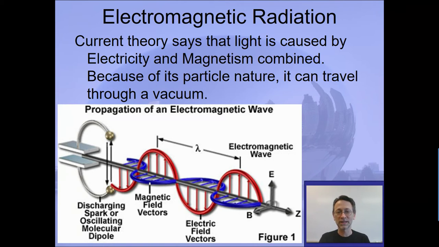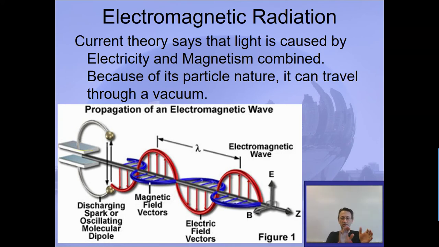The current theory says that light is caused by electricity and magnetism combined. Because of its particle nature, it can travel through a vacuum. So we end up with, if you picture, these guys here are creating a magnetic wave that causes the wave to be able to go this way. These guys here are creating an electric wave that causes it to be able to go this way.